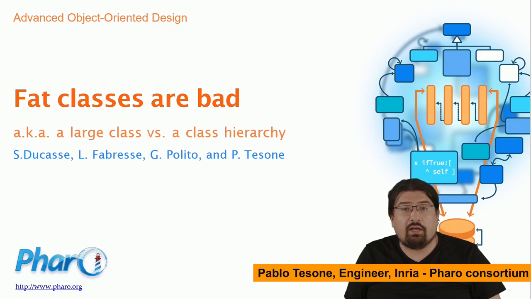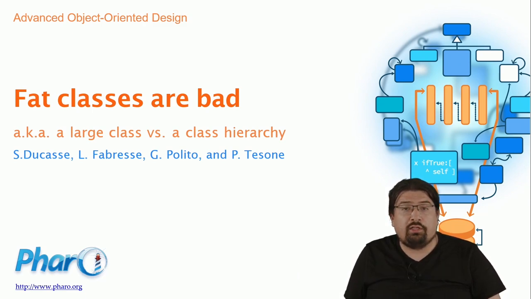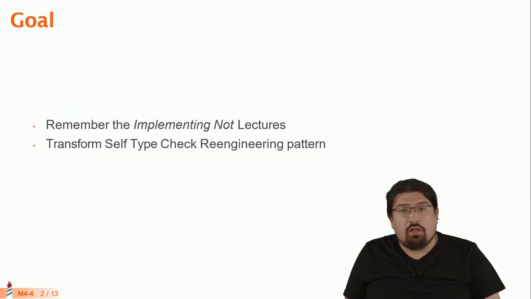In this lecture, we are going to present why fat classes are bad. We are going to present a dichotomy between having a class hierarchy and having a large class. Basically, the goal for this class is to present the transform self-type check reengineering pattern. It is good, if you don't remember, to recheck the implementing node lecture.